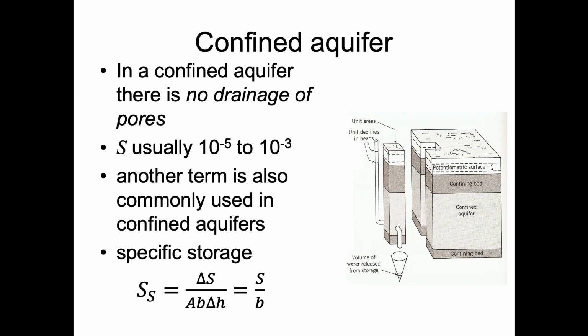We oftentimes in confined systems talk about another term, which is the idea of the specific storage. Specific storage, again, we've already gone over this, is the change in storage that we have over our area, over our aquifer thickness, multiplied by that change in head drop, or it's our storativity divided by our thickness. So let's go ahead and think about some storativity details.